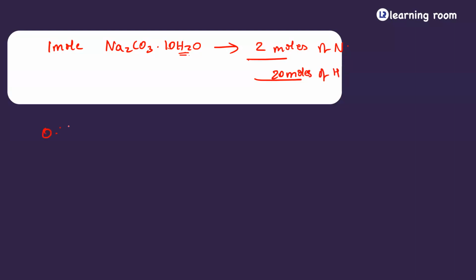Now, in 0.75 moles of Na2CO3·10H2O, what is the number of moles of hydrogen present? What's the number of moles of hydrogen present? The new student, sitting next to Meghna in the center. Tell me how you can proceed. Ma'am, I don't know, ma'am.